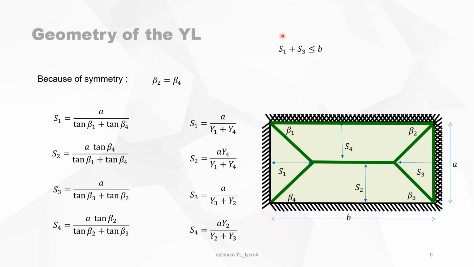This condition must be fulfilled: S1 plus S3 smaller than B. It means that if you substitute S1 and S3 and you use B over A equal to alpha, then y1 to y4 must obey this condition. Otherwise, the formulas are not valid. All angles beta are, of course, smaller than 90 degrees and positive. And the parameters we are working with are always the tangents of the angles.